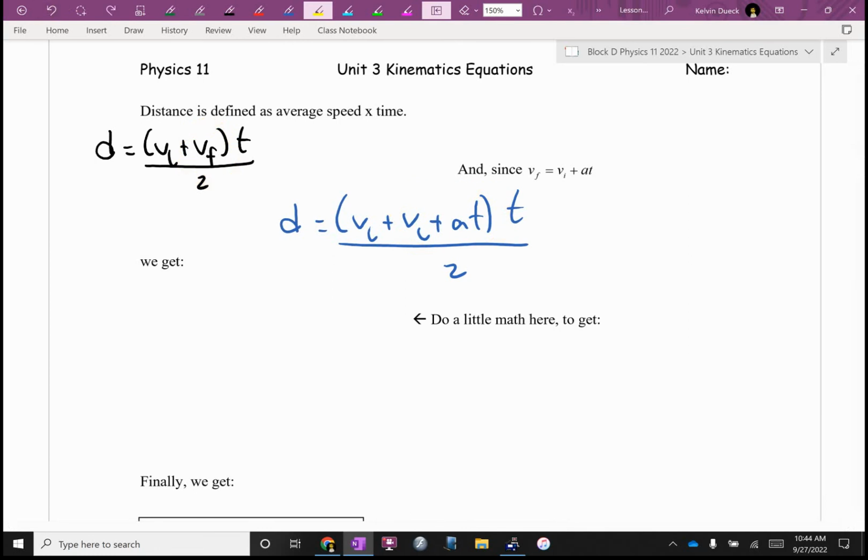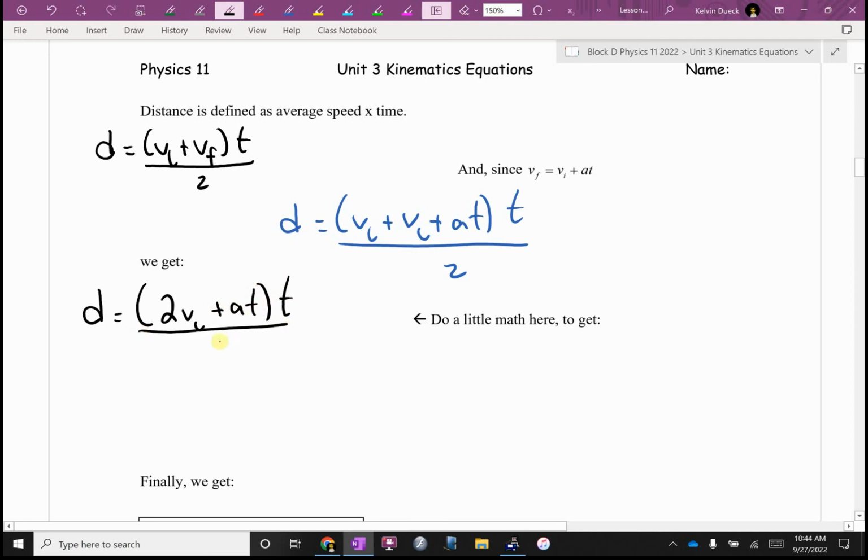But now I'm going to tidy this up. What's 1 VI plus 1 VI? Okay. By the way, here's your spoiler alert. I'm now trying to head to the third equation on that list of 4, so see if you can spot how we're going to get there. I can write this as, in brackets, 2 VI plus AT times T over 2.